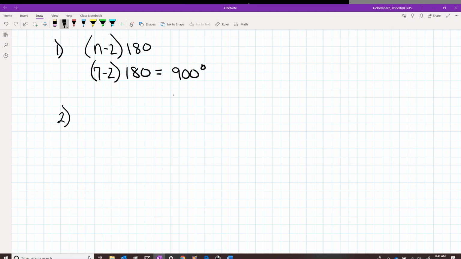Number 2 asks, what is the sum of the angle measures of a 36gon? Same formula. N minus 2 times 180. And a 36gon has 36 sides. So it's going to be 36 minus 2 times 180. That's 6120.